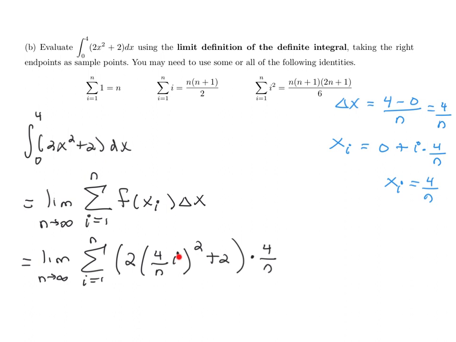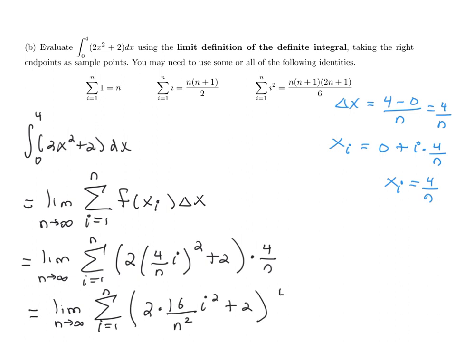If you square this, you get I squared, 16, and n squared. And here you can multiply this 4 over n to both terms of the parentheses. This is the limit as n goes to infinity of the sum of I going from 1 to n. Okay, so let's see. That's 2 times 16 over n squared times I squared plus 2, still times 4 over n. And in my next step, I'm going to take this thing and multiply it here and here. I'll put this on a new slide.